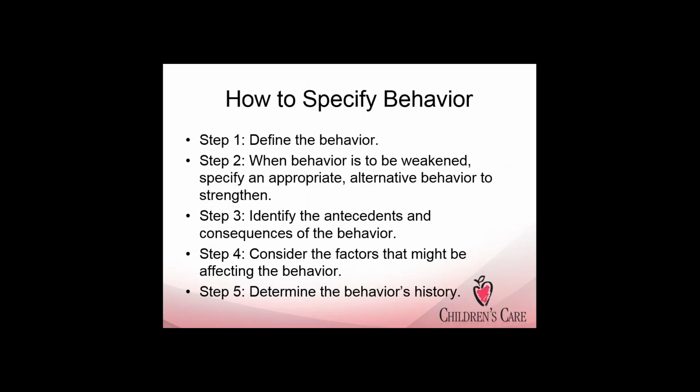So how do you specify that behavior? There's 5 steps. First one is defining the behavior. Second is when the behavior is to be weakened, we need to specify an appropriate alternative behavior to strengthen. Step 3, identify the antecedents and the consequences of the behavior. And then step 4, consider the factors that might be affecting the behavior. Step 5, determine the behavior's history. And we'll go into each one of those.